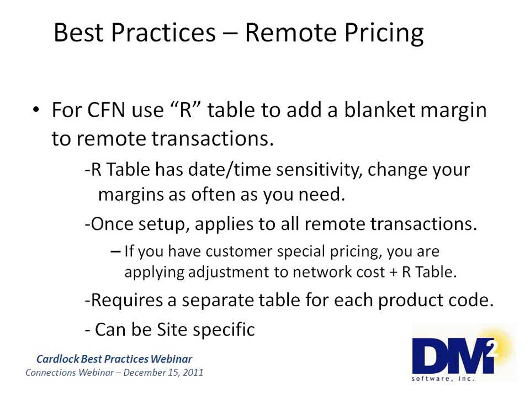On to remote pricing. For CFN, we came up with what we call an R table to add a blanket margin to remote transactions. Remember I said CFN only sends down one number for remotes, and that is the network cost, what you're going to pay the network for that transaction. And for a long time, either customers had to go out and have custom programming done to add a margin to those CFN transactions, or they had to go into customer pricing and put in customer pricing for each product to have a margin on all those remote transactions.